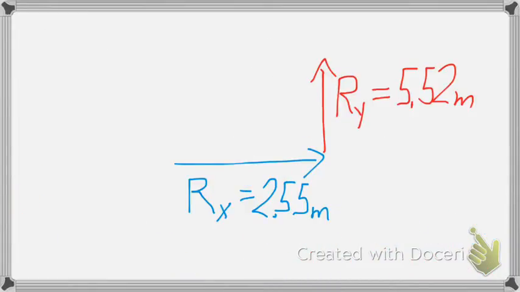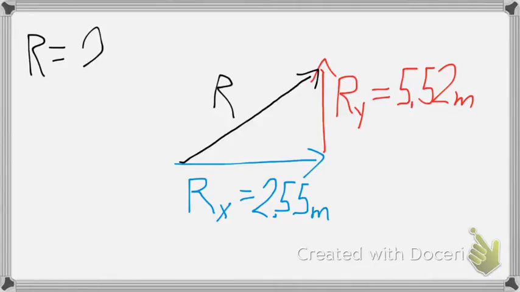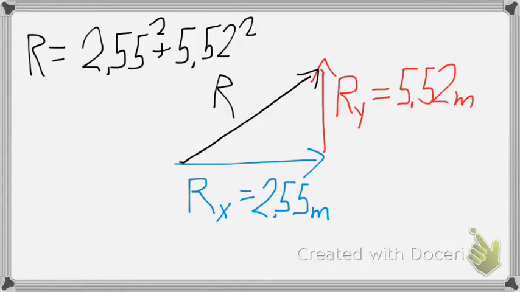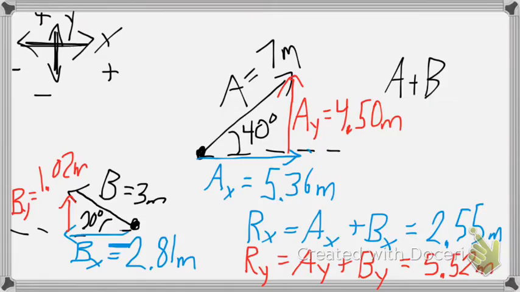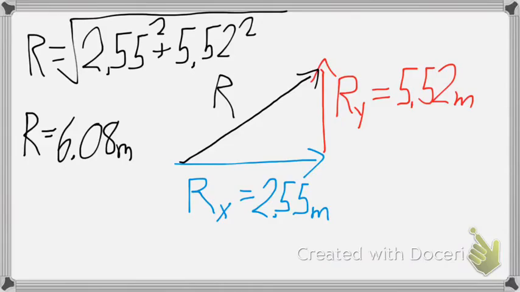Well, now that I've got my resultant vector, I can find the total final resultant with the Pythagorean theorem. I've got its x component, I've got its y component, so vector R is just going to be 2.55 squared plus 5.52 squared, and I'll take the square root of that whole honkin' thing. And it comes out to 6.08 meters. So ladies and gentlemen, that is how 7 plus 3 can turn into 6.08. Fascinating.